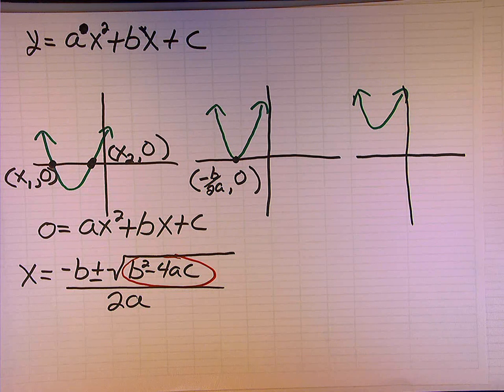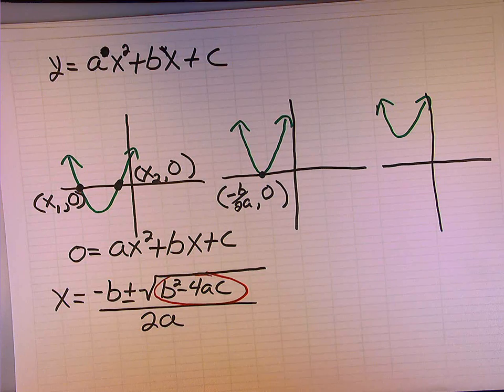Everyone very clear on that? If the discriminant is 0, the vertex is the one and only x-intercept. So, I'm going to put some notes here.